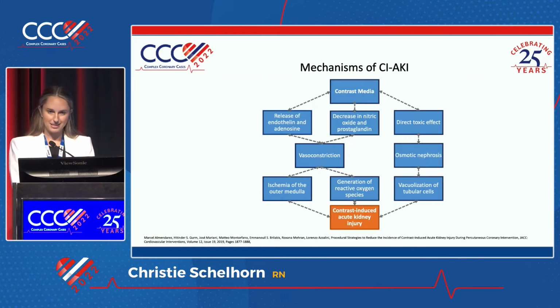Now let's look at the mechanisms behind how this occurs. There is both a direct and indirect damage that can cause the kidney injury. When contrast is delivered, there is a direct toxic effect on the tubular cells. This is called osmotic nephrosis. When considering the indirect effects, the main takeaway is that the contrast induces vasoconstriction. And there's more that goes on at a cellular level, but this vasoconstriction, in turn, reduces glomerular blood flow and oxygen delivery.